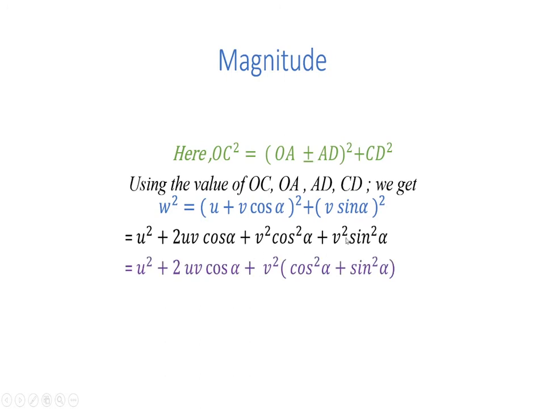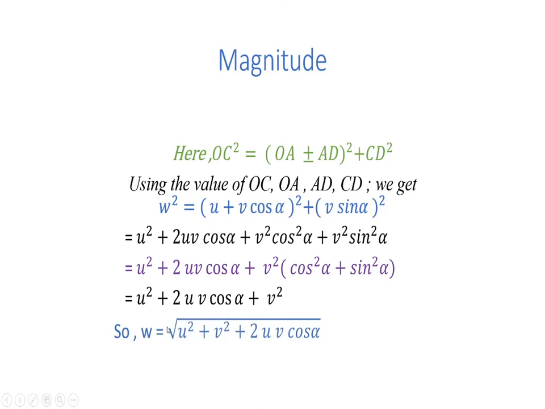From the last two terms, take V square common, then we get V square into the bracket cos square alpha plus sin square alpha. But as you know, sin square alpha plus cos square alpha equals 1. If we multiply V square by 1, you get V square. So finally you get U square plus 2UV cos alpha plus V square. Using the square root, we get W equals root over U square plus V square plus 2UV cos alpha, which is our required magnitude of the resultant of two velocities.